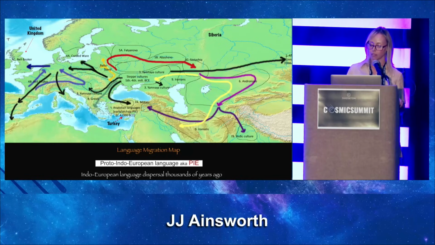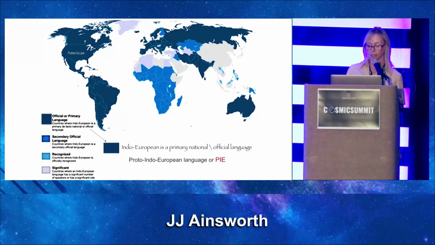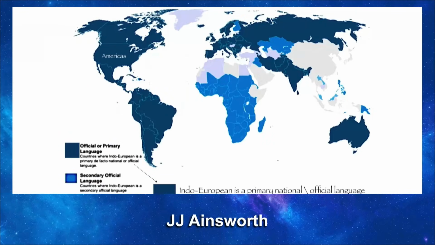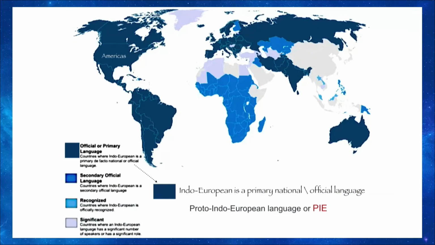PIE is the reconstructed common ancestor of the Indo-European language family. The Indo-European migrations are hypothesized migrations of peoples shown on this map, who spoke Proto-Indo-European and the derived Indo-European languages. So all of the highlighted countries above speak languages that were influenced by PIE. The dark blue areas are where Indo-European is actually a primary language. So they had a huge influence on us today all across the world.